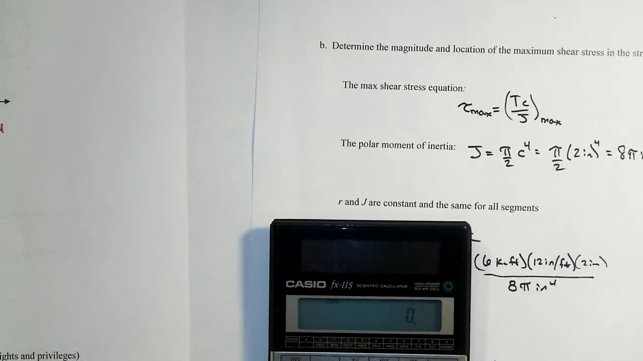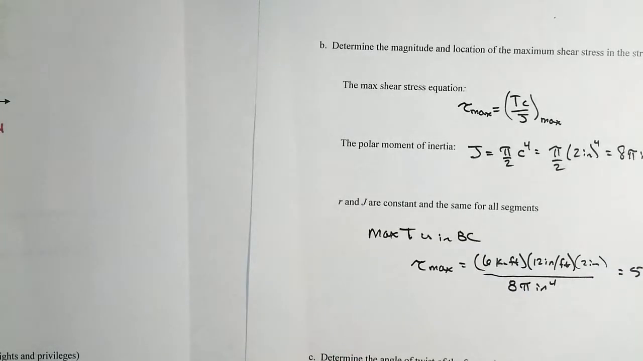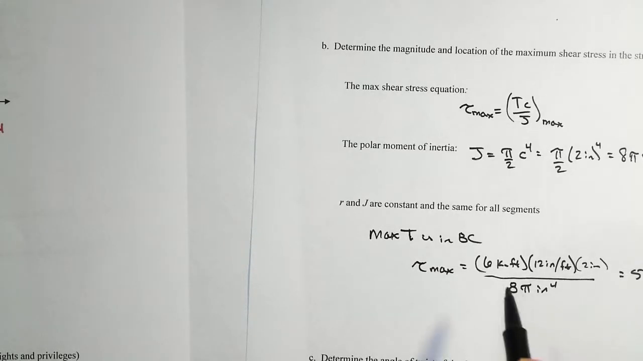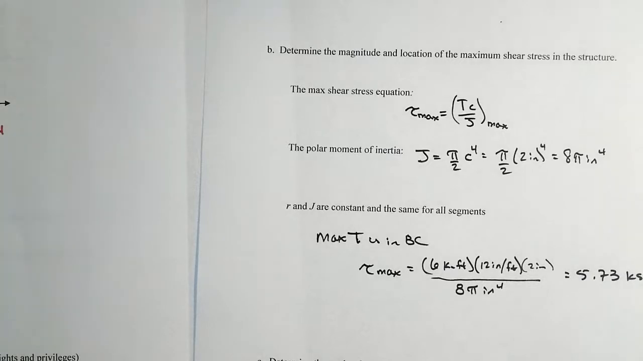And let's see what we get. 6 times 12 is 72, times 2, divided by 8, divided by pi, and that's going to be equal to 5.73 KSI. Right? And we're not going to worry too much about plus or minus. This is plus because the torque was positive.